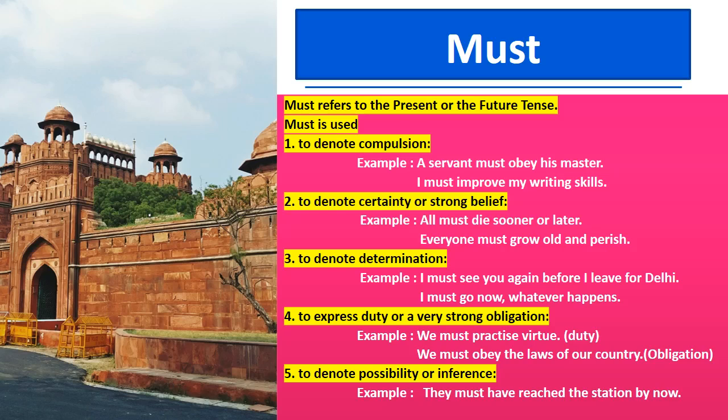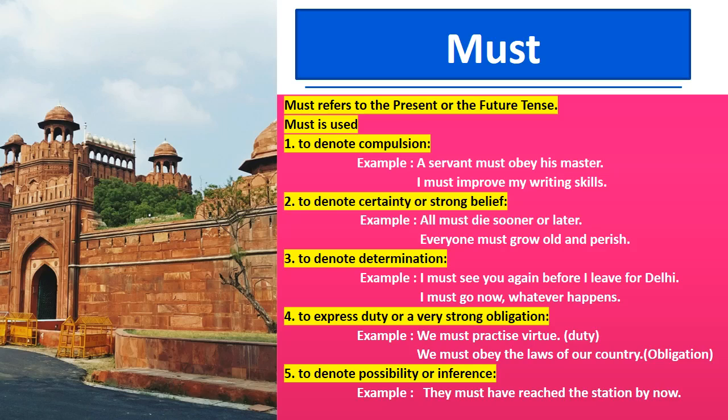For example, a servant must obey his master. It means if the servant doesn't obey his master, then what would happen? He might be expelled from his job, he might be scolded. It means he will have to face some consequence. Next example, I must improve my writing skills. So it is a compulsion. If I don't improve my writing skills, I may lose marks in my exams.